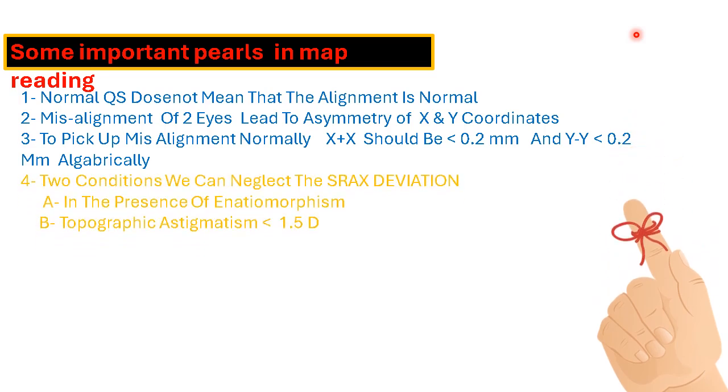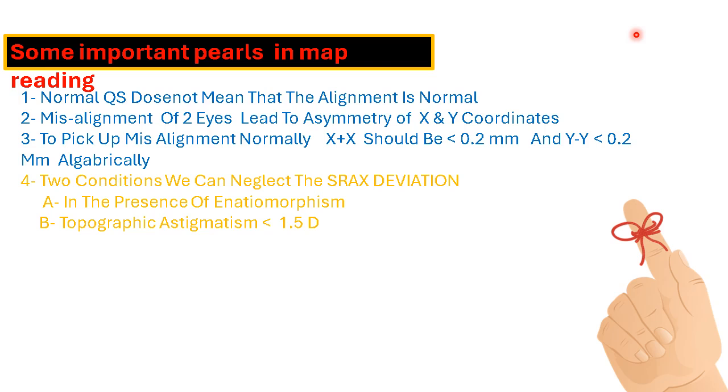However, if you find figures more than these values, this indicates that your patient is not well aligned, and you have to repeat your capture again, or you look if your patient has variations of angle kappa. The other thing that I have spoken about before is that in the presence of skewed radial axis deviations, this is an important finding that you should take into consideration and raise the suspicion of keratoconus.